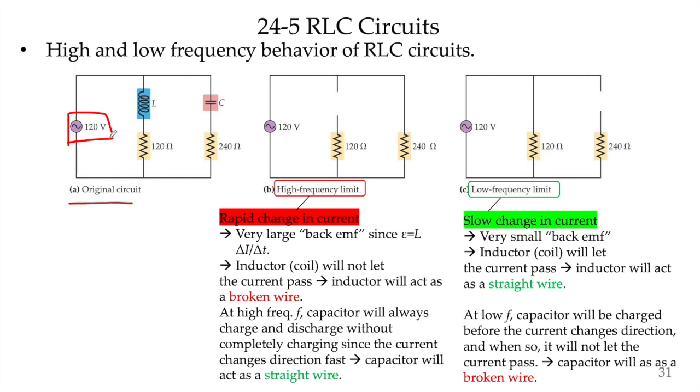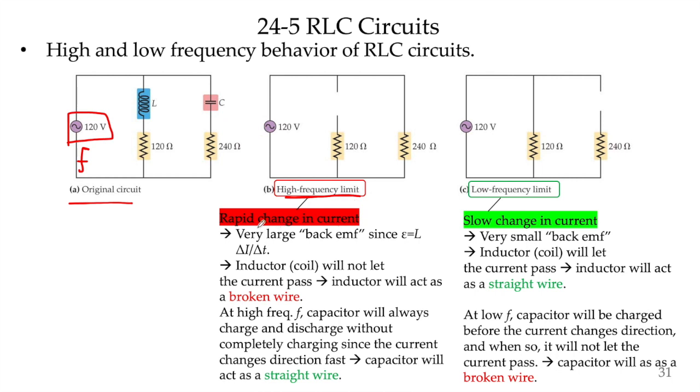If the AC source has high frequency, let's say I turn the knob and increase the frequency F, what happens? Now, in the high frequency limit, you give the source really, really high frequency. It's almost like the frequency goes to infinity. Think about calculus: the high frequency limit means you're taking the limit as the frequency goes to infinity.